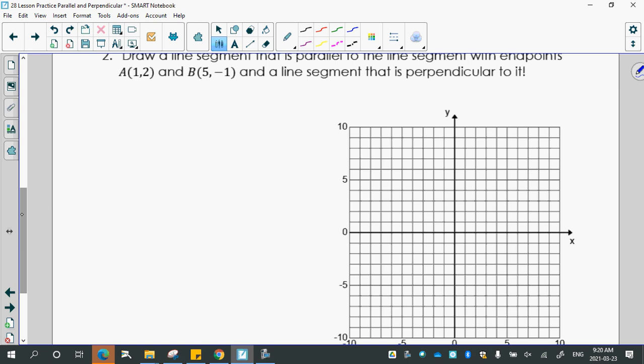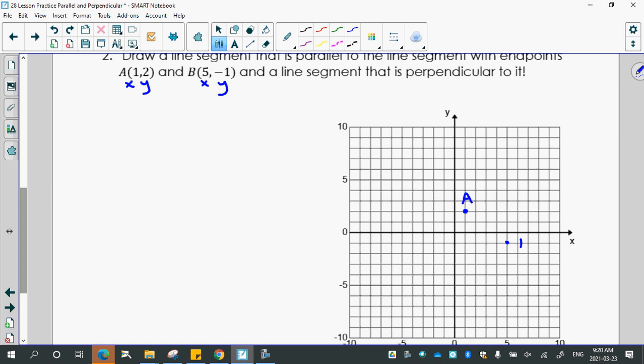Carter? Plot the points. Okay, so we have to remember that the first is x and the second is y. So (1, 2) is here. That's my A. And B is (5, -1). So from 0, 1, 2, 3, 4, 5, -1.